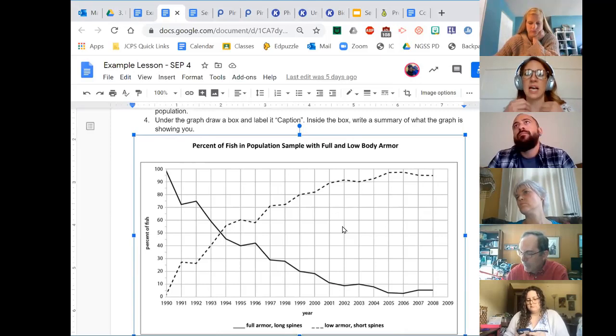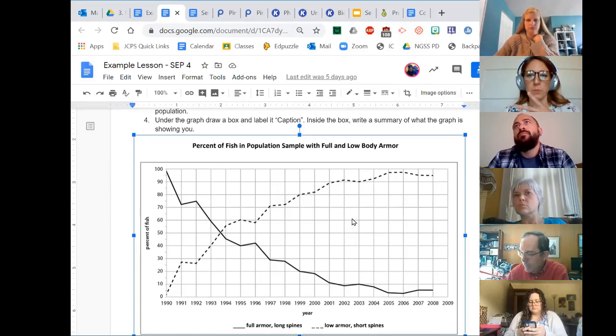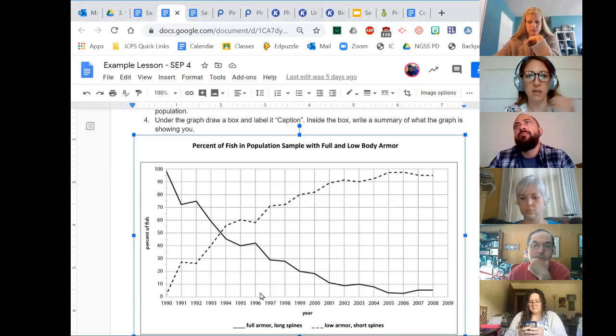Okay, and the science ideas that need to come out of this is that it took multiple generations for the population to change, that the population never reaches 100% of either trait, and that there's more than one variation of the trait in the population.